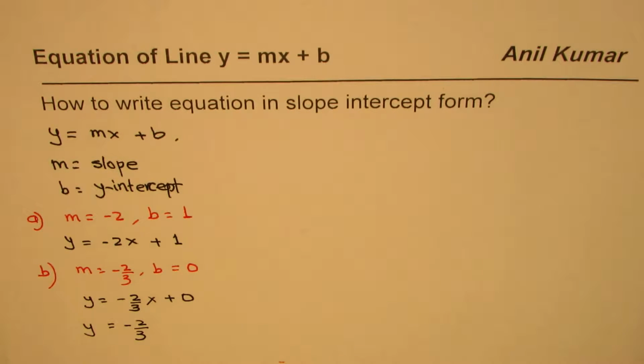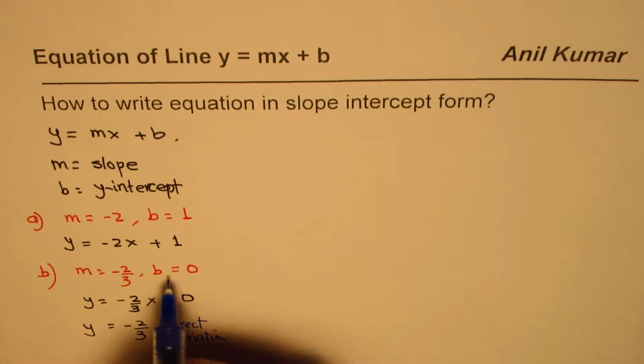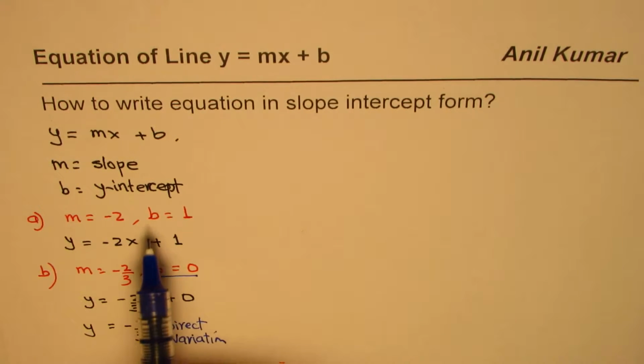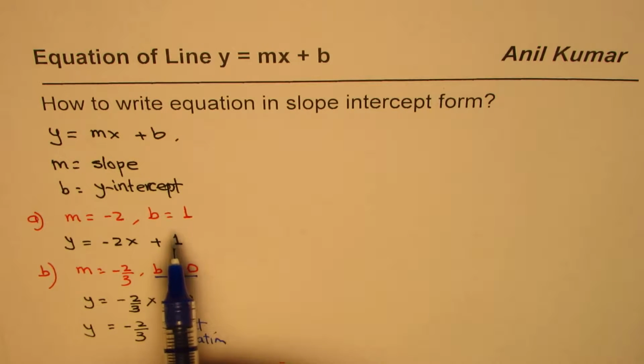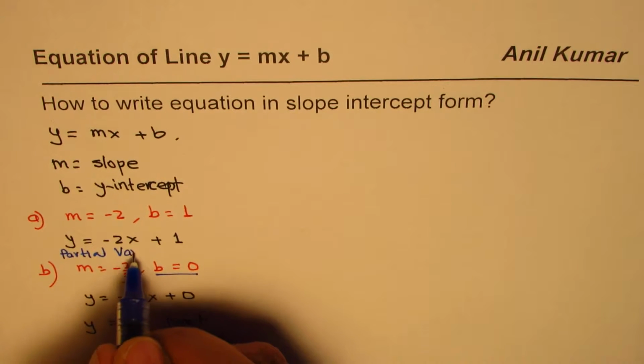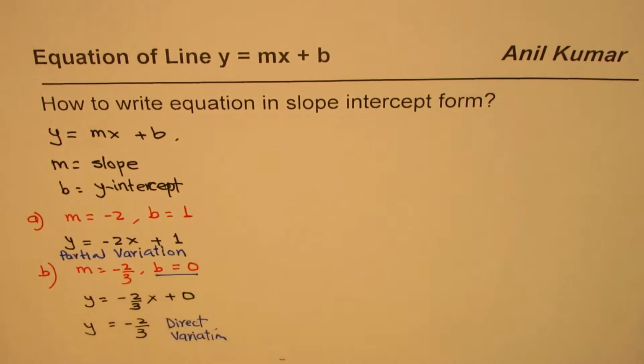When b is 0, we also call it direct variation. So direct variation is when b is 0. Now, can you tell me when b is not equal to 0, what it is? It is indirect? No, it is called partial variation. Partial variation is when the y-intercept is not equal to 0. So these are a few things which we have learned.